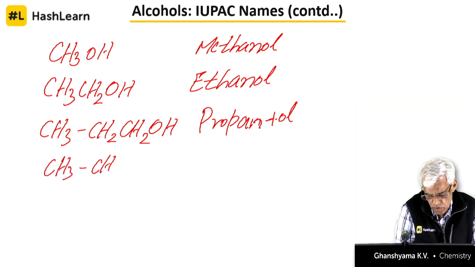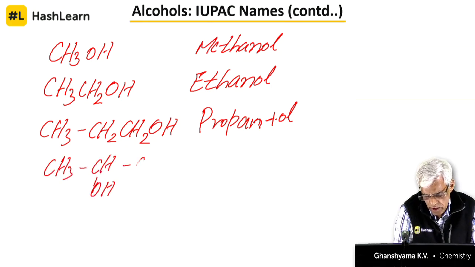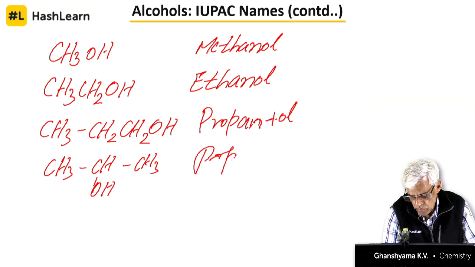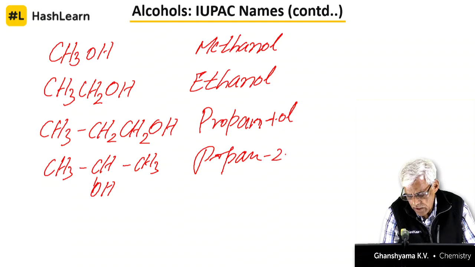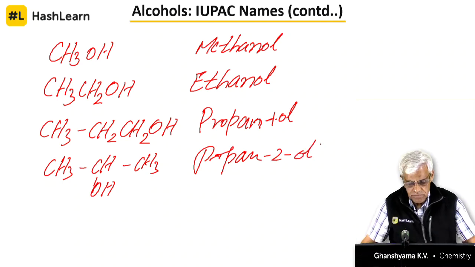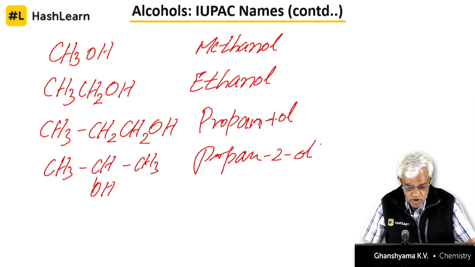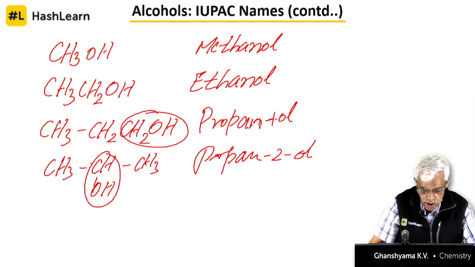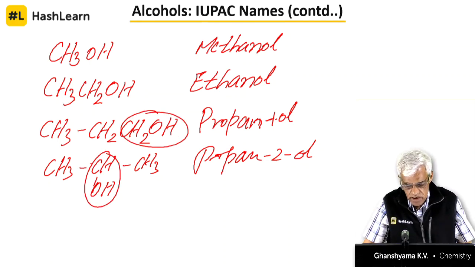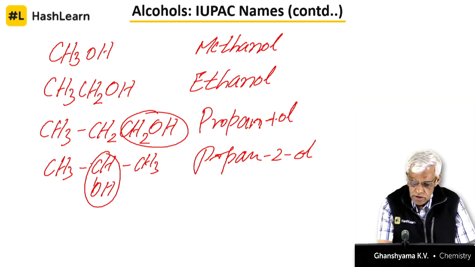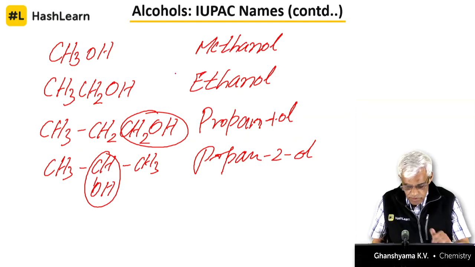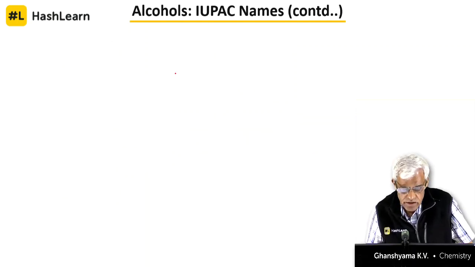CH3CHOHCH3 is propan-2-ol. See the difference. Propan-1-ol is primary, propan-2-ol is secondary. For methanol and ethanol you need not write 1-ol or 2-ol, whereas from propanol onwards, you should write the number.